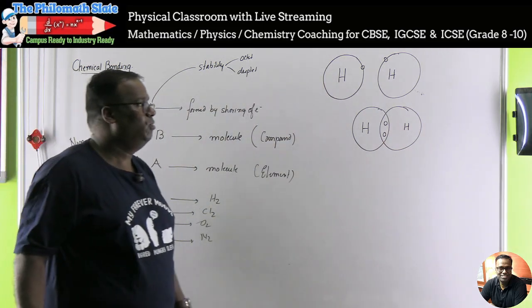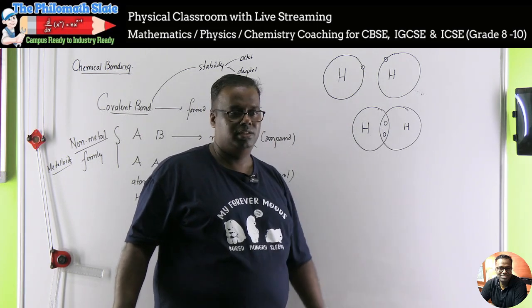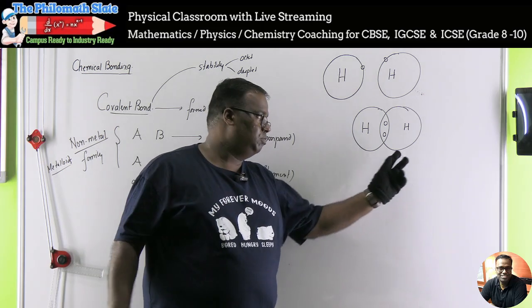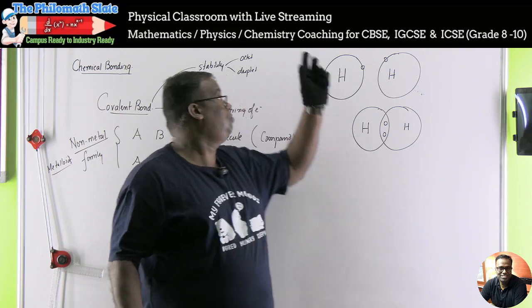Understood? We call it overlap of shells, where the electron is shared. Now how many electrons does the left hand side hydrogen have? 2. How many shells in hydrogen? 1. The address should be with duplet.